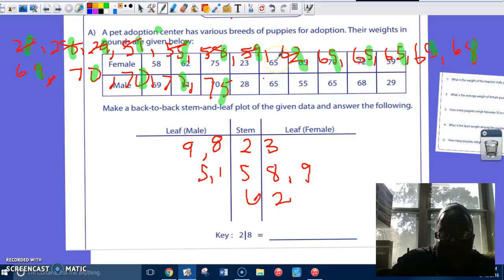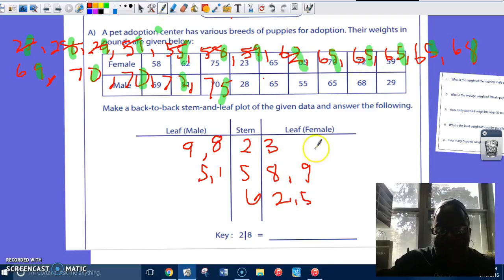Where did the 65 come from? There's several 65s. You see that? 1, 2, 3, 4. There are 4 65s. So you have to track down each one. One came from female. See that? Another came from female. Let me make that 5 a little bit clearer.